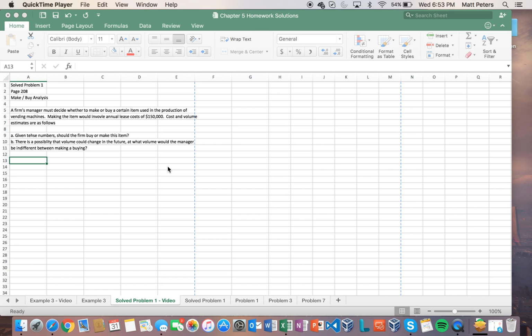analysis. To do this, we're going to follow solved problem number 1 from your homework. This is on page 208. So we're going to walk through solved problem number 1 on page 208, and this will prepare you for doing problem number 7 in your homework assignment. Okay, so solved problem number 1.